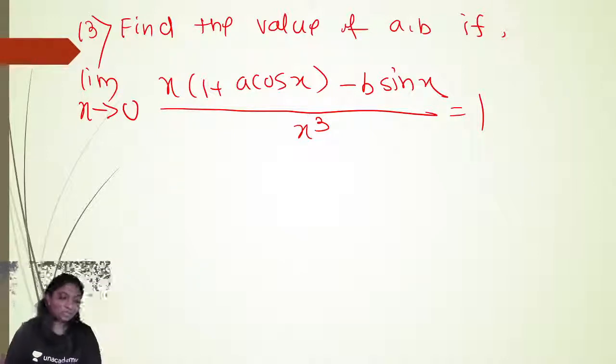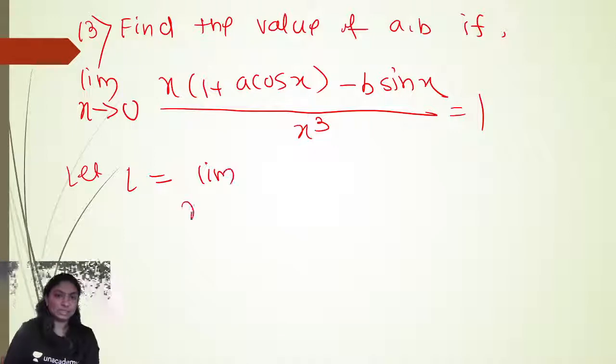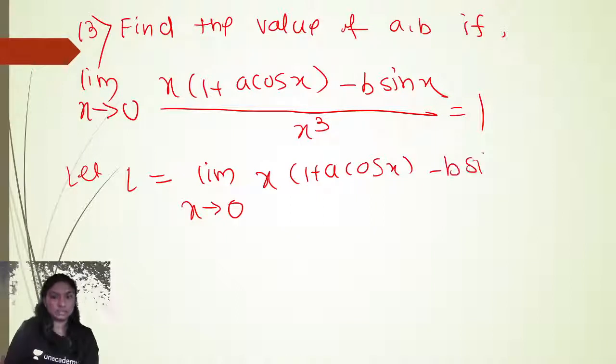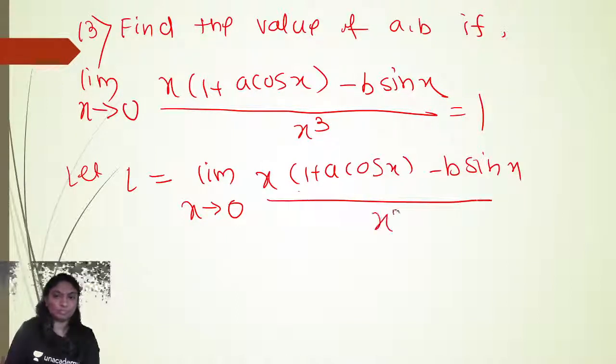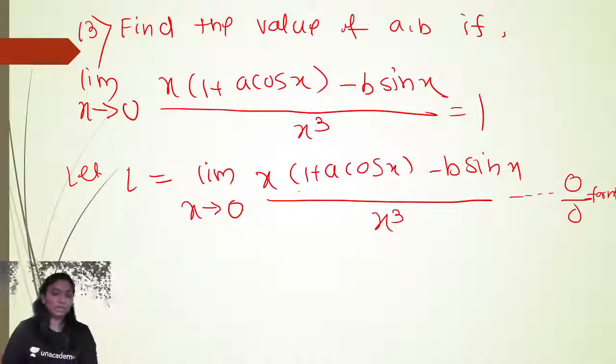Now limit as x tends to 0, so we will see, first of all, find out the form. Limit as x tends to 0, this will become 0, this will become 0, so 0 upon 0. Now the limiting value of this function is equal to 1, right? So here is 0 upon 0 form. So let L is equal to limit as x tends to 0, x into 1 plus a cos x minus b sin x upon x cube. Right? So put here x is equal to 0, you will get 0 upon 0 form.